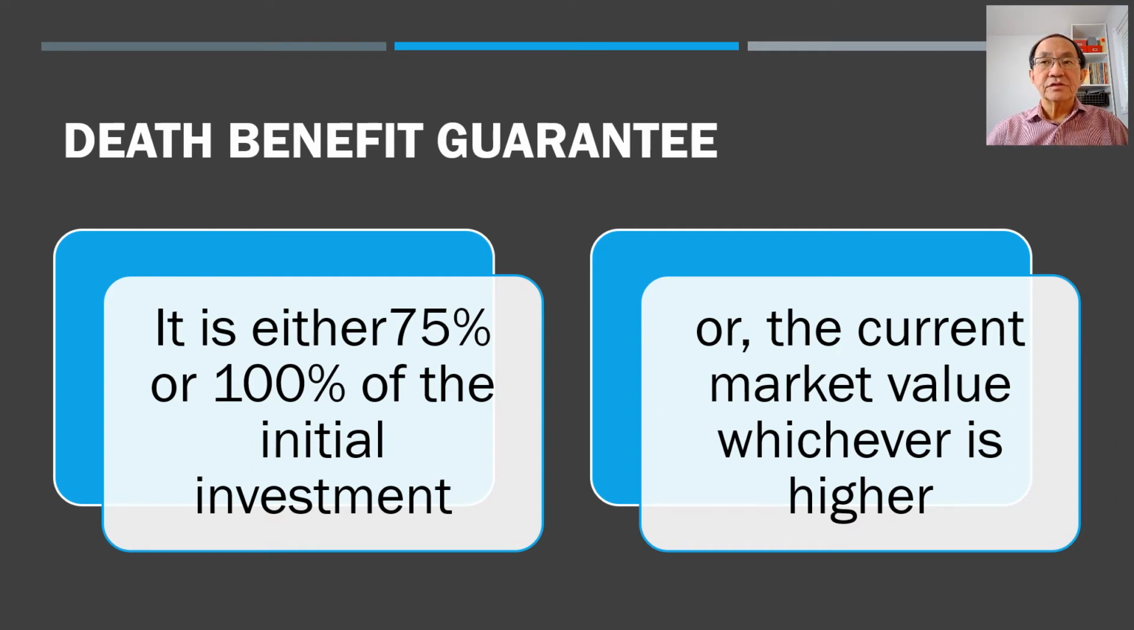The other major feature of a segregated fund contract is the death benefit guarantee. Upon the death of the annuitant, the death benefit guarantee will be paid out to the beneficiary named in the contract. These guarantee amounts are either 75% or 100% of the initial investments, or the current market value, whichever is the greater amount, of course minus any withdrawals.